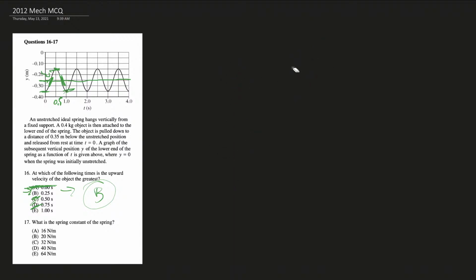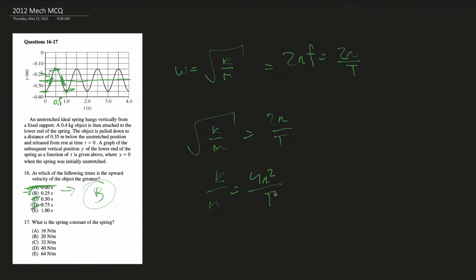17 says, what is the spring constant of the spring? So according to our equations, omega, the angular velocity, is equal to square root of k over m. This is also equal to 2 pi f, or 2 pi over T. Actually, we don't need to do that. We can just set these two equal to each other. We can say that square root of k over m is equal to 2 pi over T. Squaring both sides gives us k over m is equal to 4 pi squared over T squared.